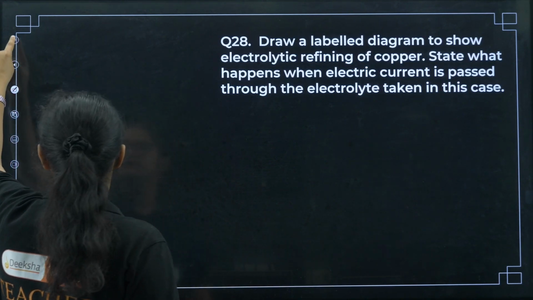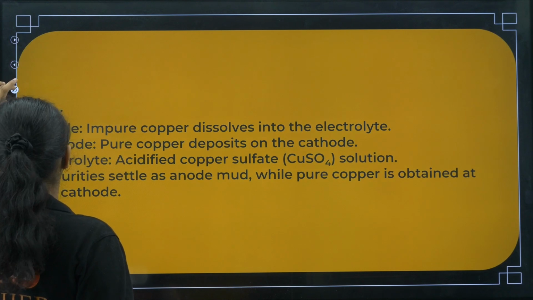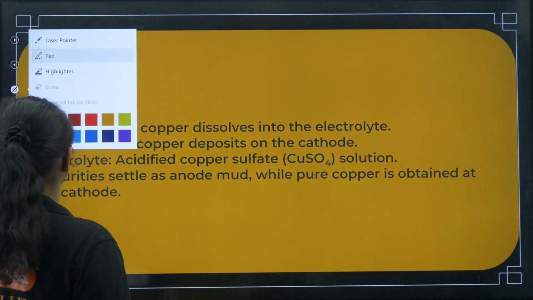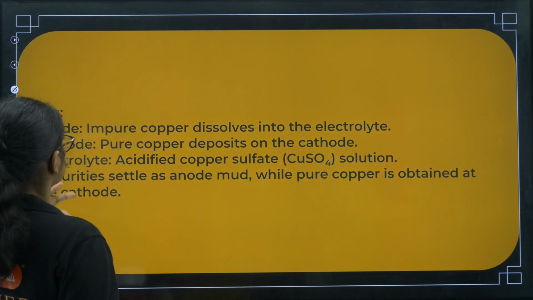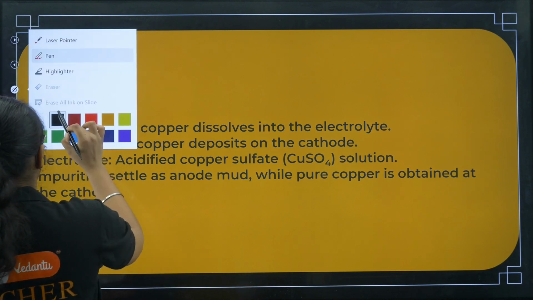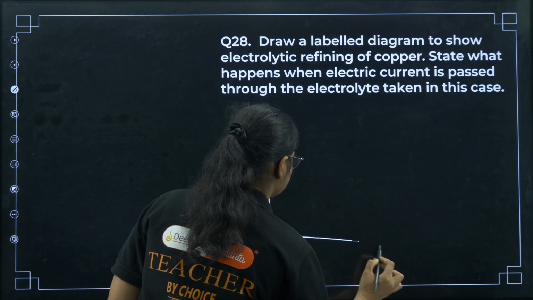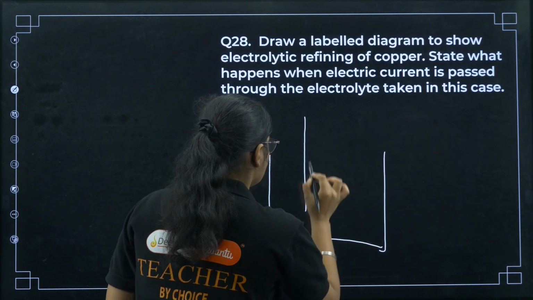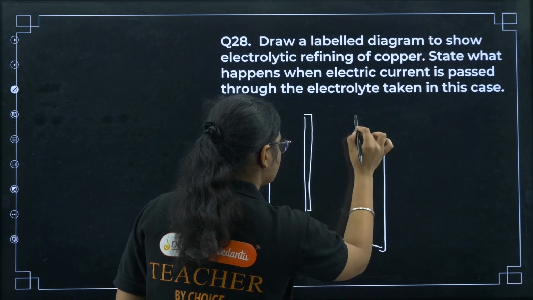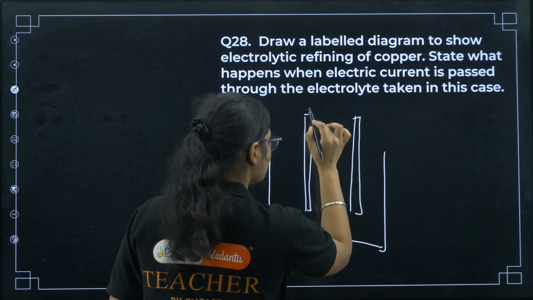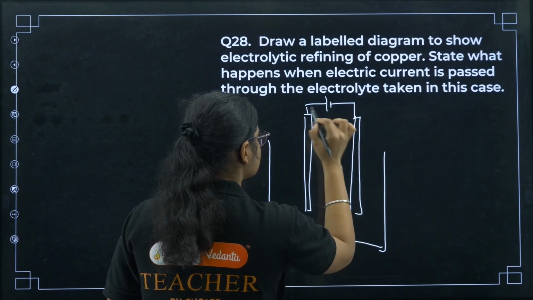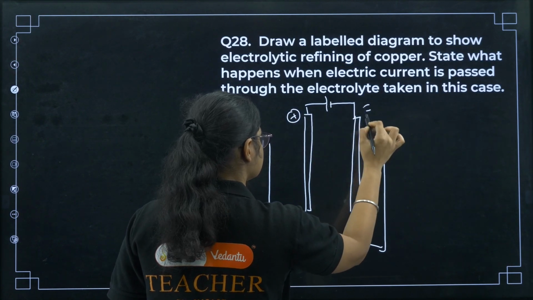Okay, so if you see the diagram here, I'll just draw the diagram for you. First let me explain the diagram. So you have a solution like this. You take two copper rods and connect them with a battery. So this is your positive anode side, this is your cathode side.